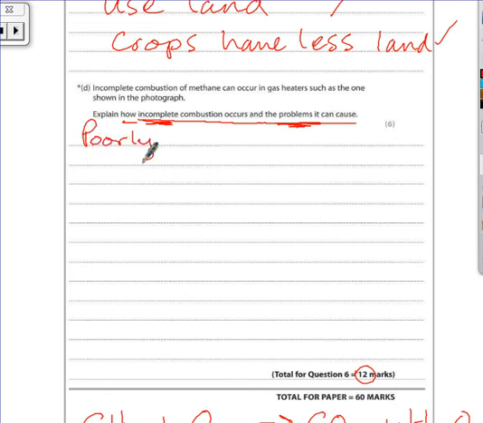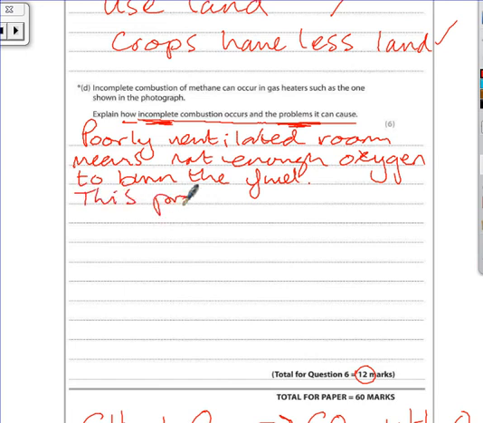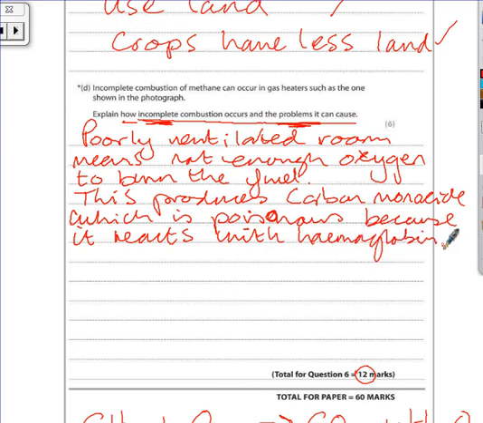So for example, if we had a poorly ventilated room, that means not enough oxygen to burn the fuel. This produces carbon monoxide, which is poisonous because it reacts with hemoglobin.